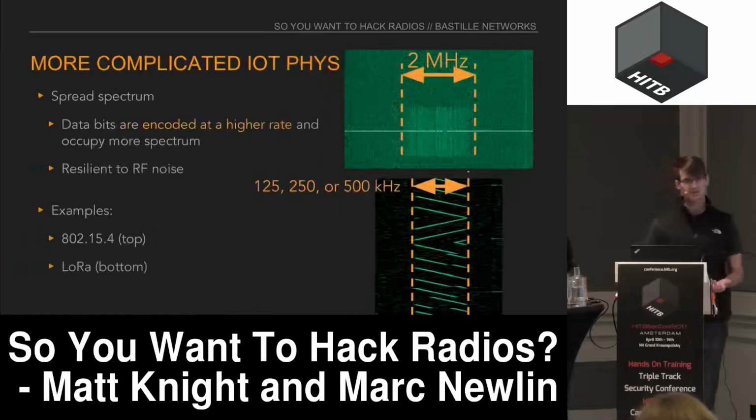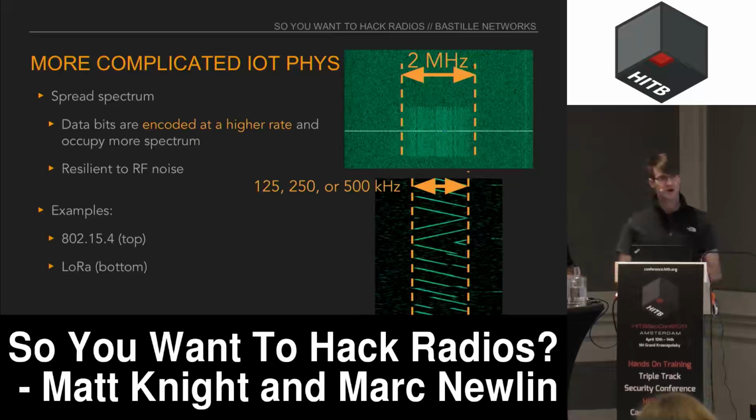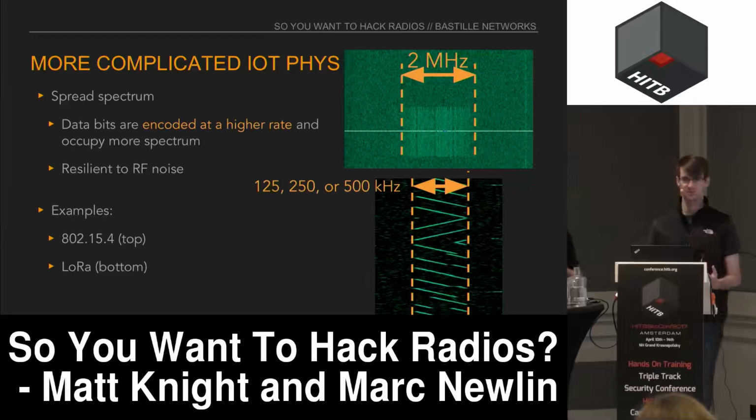Now, as I mentioned, IoT PHYs can get more complicated. You have the notion of spread spectrum, where data gets encoded at a higher rate, which causes it to occupy more spectrum, but also makes the signal much more resilient to RF noise and interference. So 2 examples of this are 802.15.4. There's an 802.15.4 packet on top there, which uses a modulation called direct sequence spread spectrum. And then on the bottom we have a picture of a LoRa capture, a LoRa packet. And LoRa uses a spread spectrum modulation called chirp spread spectrum.